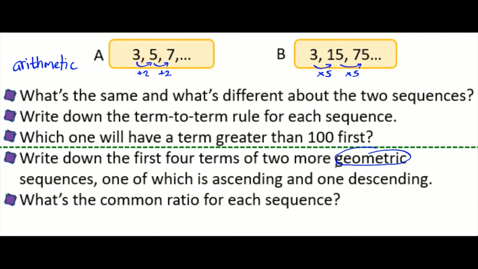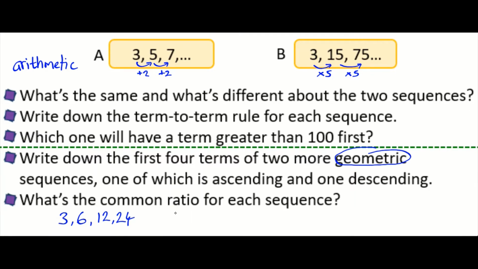So, first 4 terms of 2 more geometric sequences, one ascending and one descending. So an ascending sequence, we could have a sequence that starts with 3, and then if we multiply by 2 each time, 3 multiplied by 2 would be 6, multiplied by 2 would be 12, multiplied by 2 would be 24. So that would be the first 4 terms, and that is ascending, terms getting bigger as we go along.